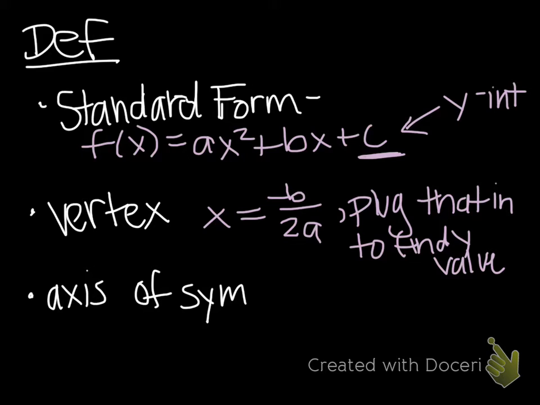Axis of symmetry always goes through the x part of the vertex. So again, if I want to know the axis of symmetry and I'm in standard form, I would just do the calculation of negative b over 2a.